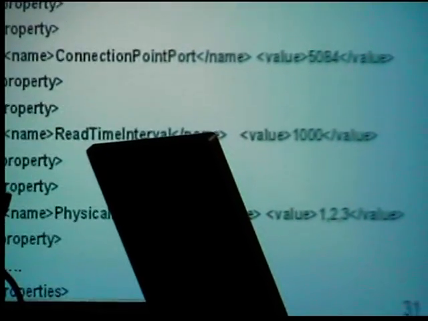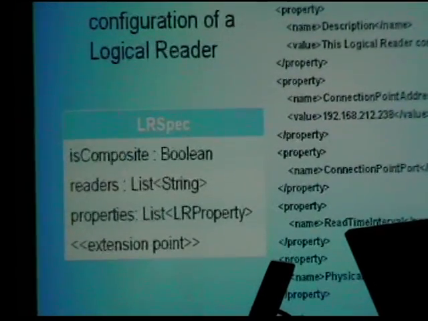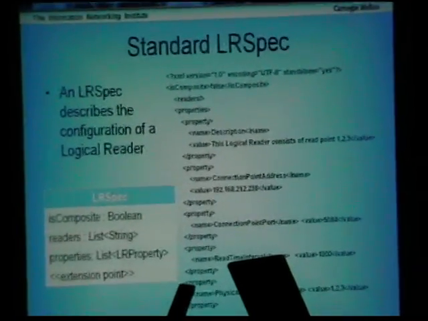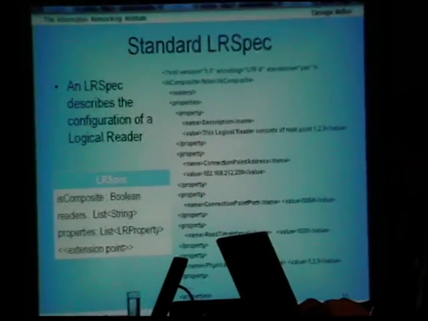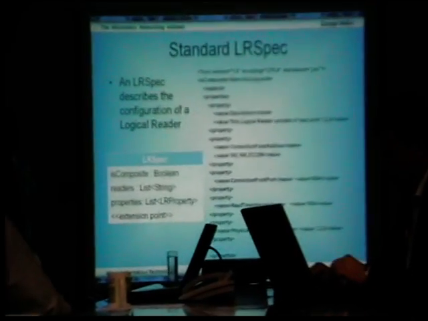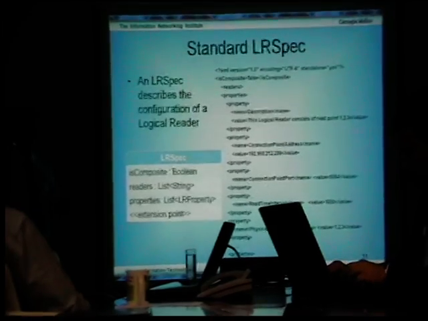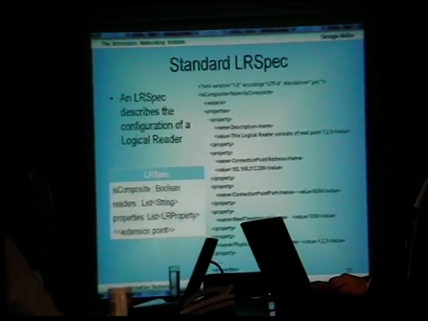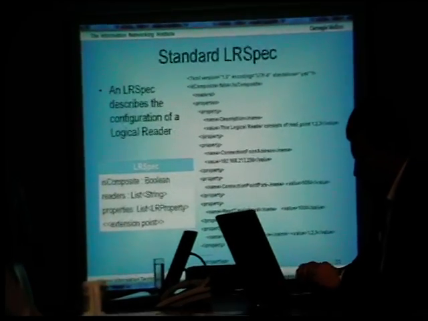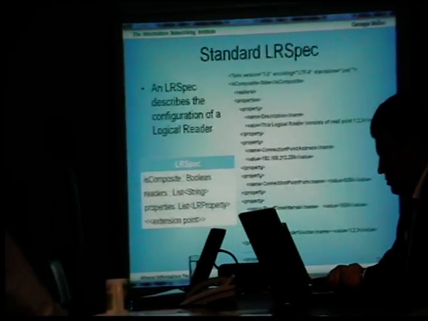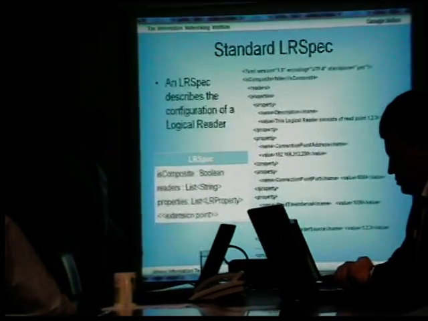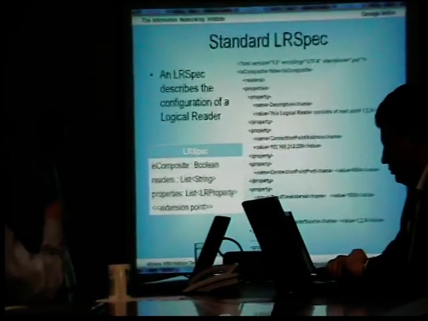Also, there is a field, as I mentioned, composite, which means that if we have a situation with one logical reader, we are going to use different physical readers. We have to make it true, and we have to mention in the readers field what readers they are.